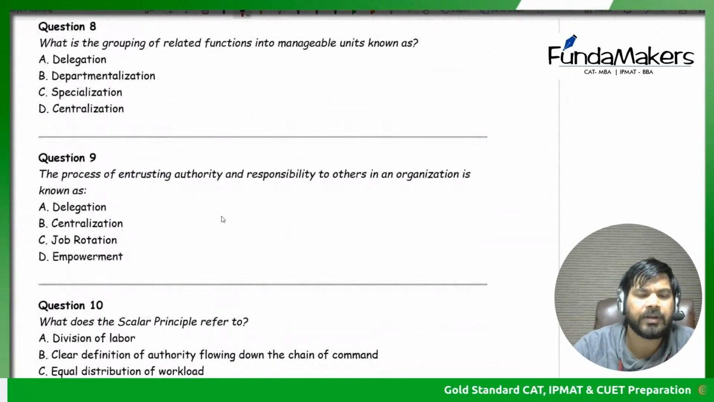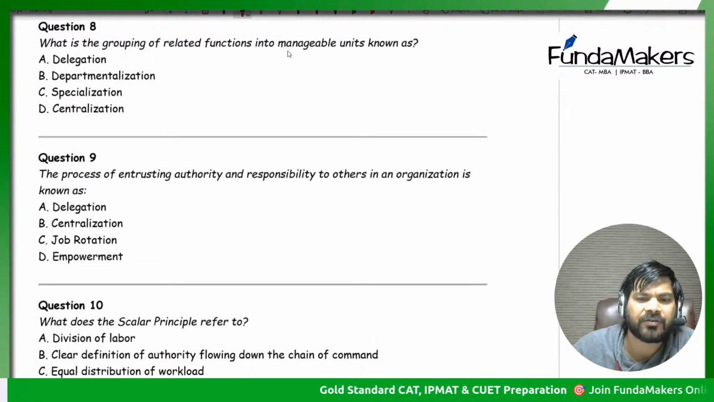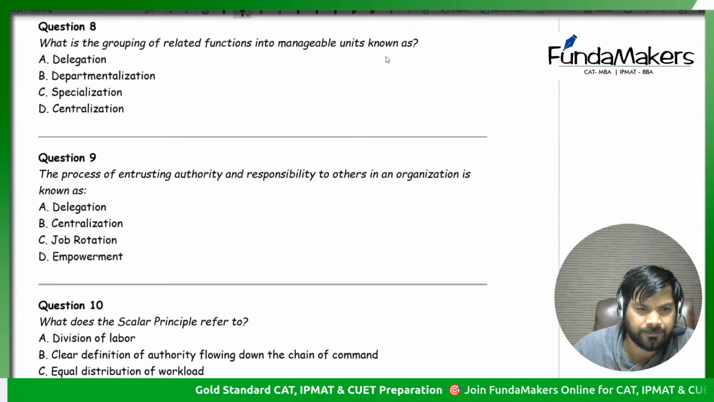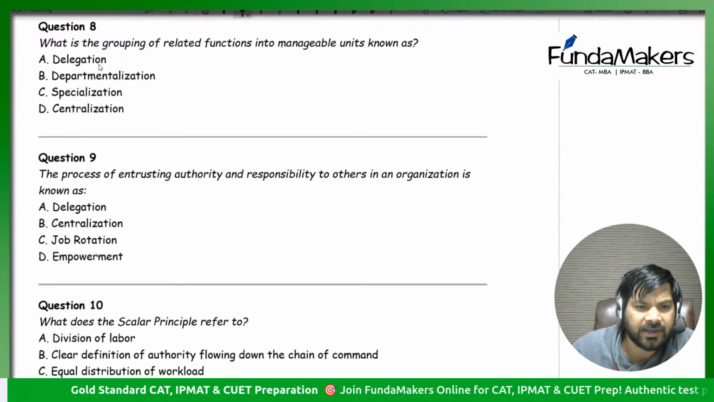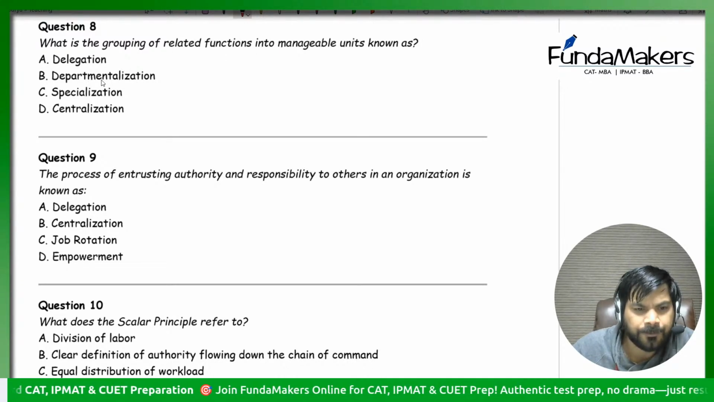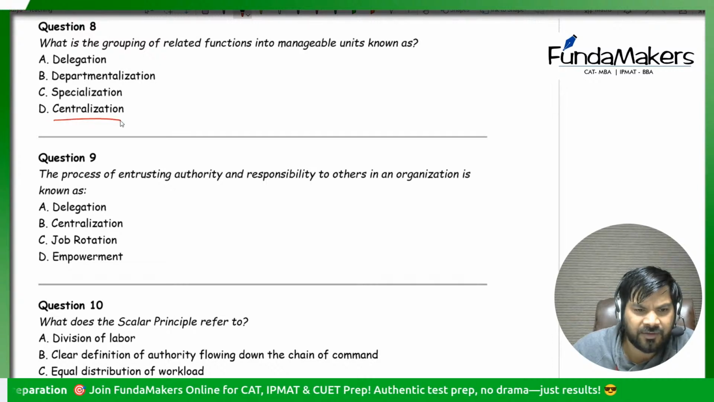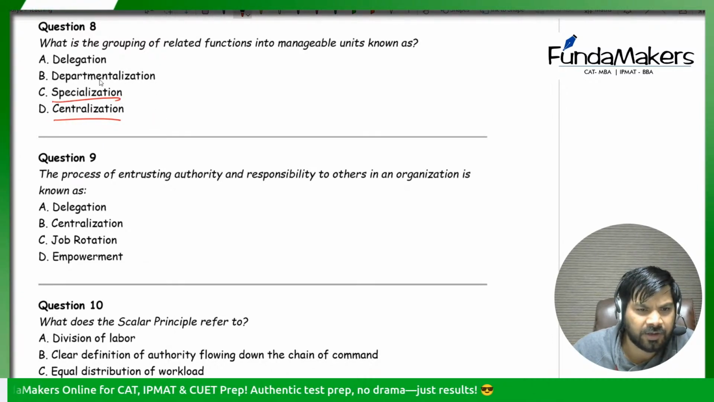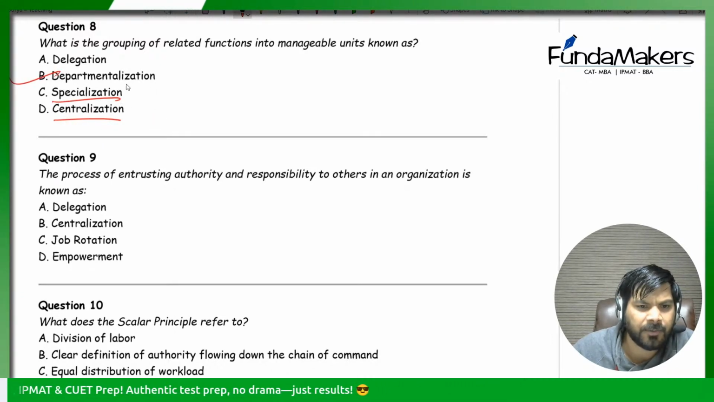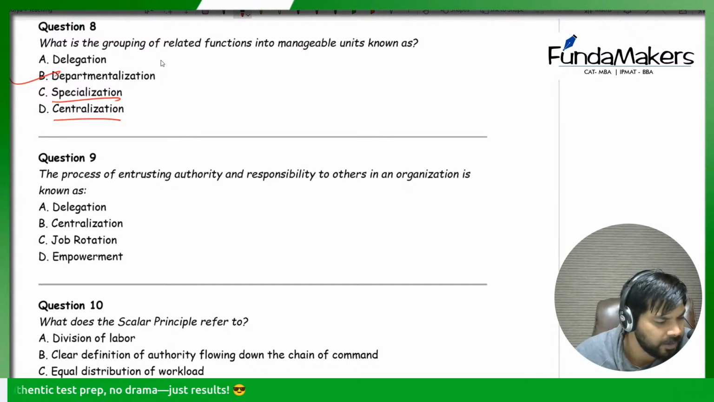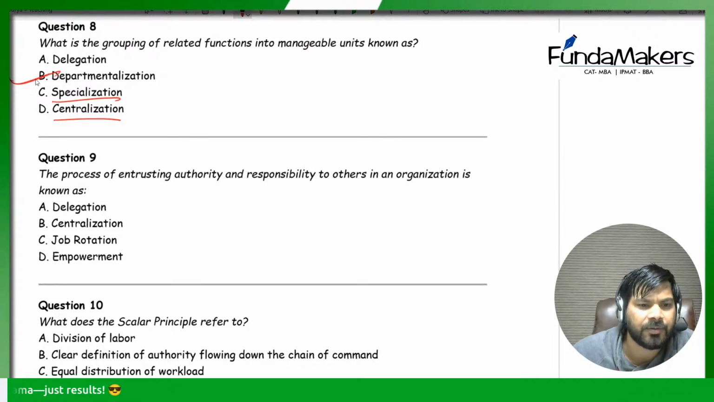Next, what is the grouping of related functions into manageable units known as? Delegation, departmentalization, specialization, centralization. Centralization is taking the control, specialization is a different thing, delegation is giving work, and departmentalization means keeping things together in groups. The correct answer should be B.